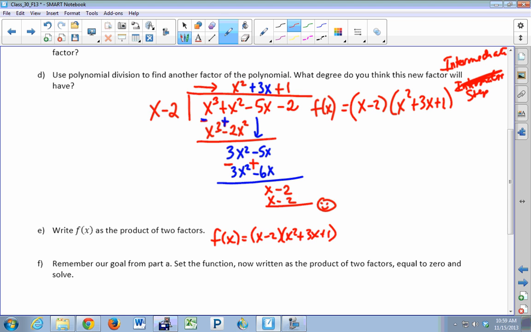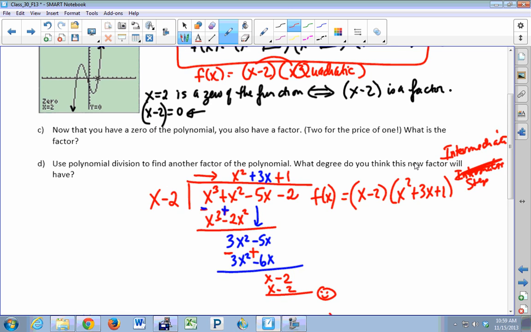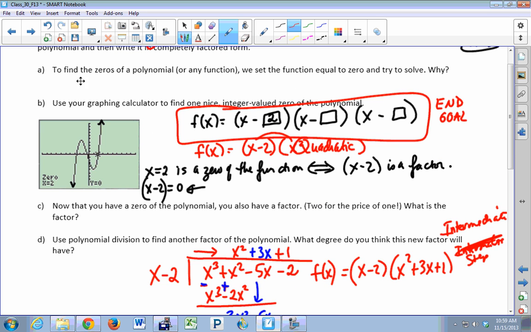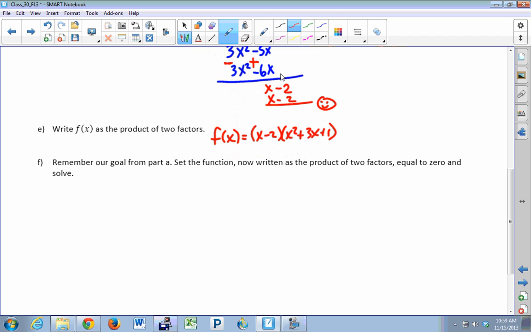All right. Now remember our goal from part A. What is it? I forgot. We want to find the zeros of the polynomial, all of them. So let's set the function equal to 0 and solve it. Okay, so let's find all of our zeros, because once I know my zeros, I know my factors.